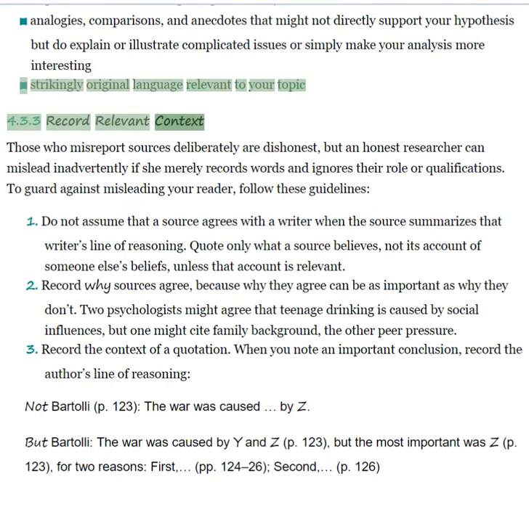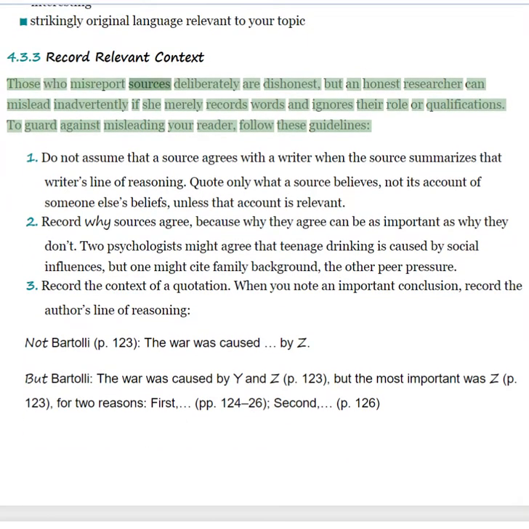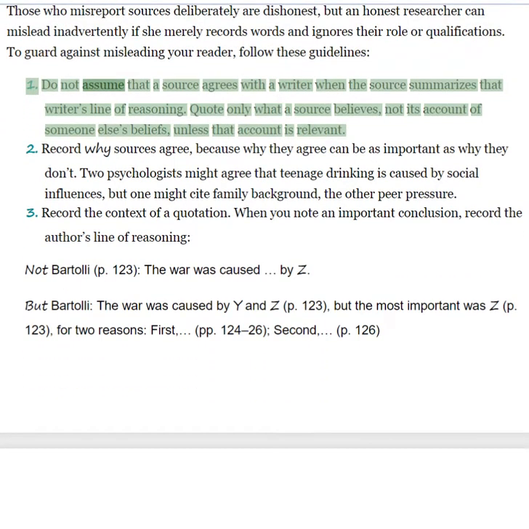4.3.3 Record relevant context. Those who misreport sources deliberately are dishonest, but an honest researcher can mislead inadvertently if she merely records words and ignores their role or qualifications. To guard against misleading your reader, follow these guidelines. 1. Do not assume that a source agrees with a writer when the source summarizes that writer's line of reasoning. Quote only what a source believes, not its account of someone else's beliefs, unless that account is relevant.